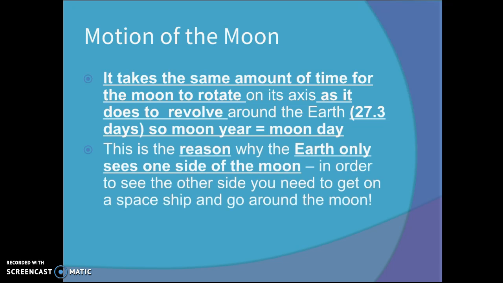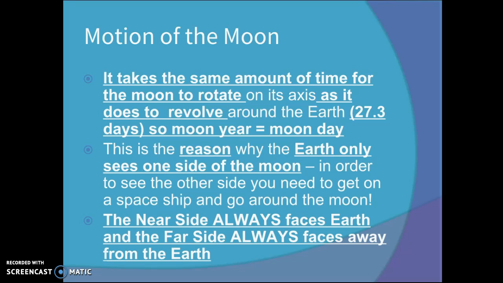This is the reason why the Earth only sees one side of the moon. If you wanted to see the other side, you'd have to get in a spaceship or use a satellite to actually take images of it. The near side always faces Earth, and the far side always faces away from the Earth. Go ahead and pause if you need to write that down.